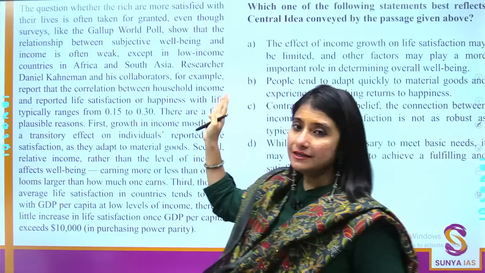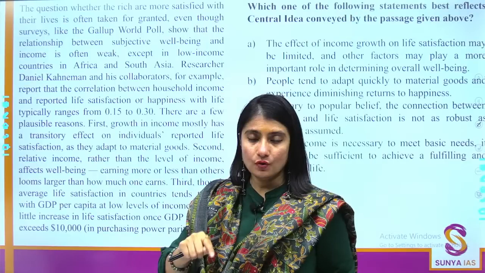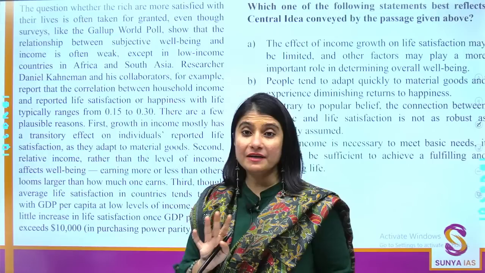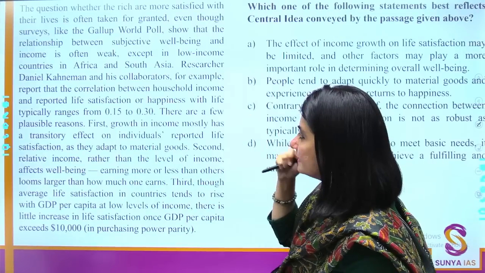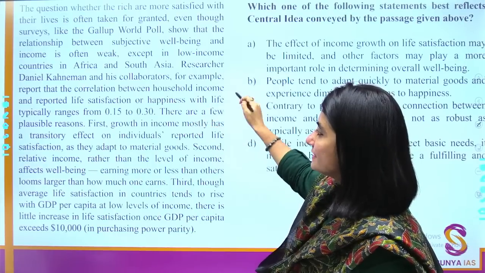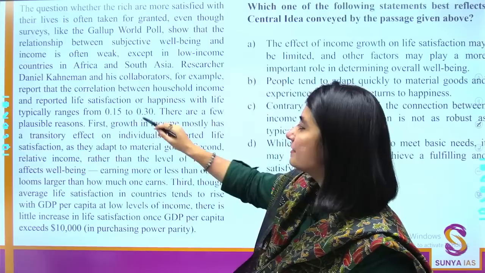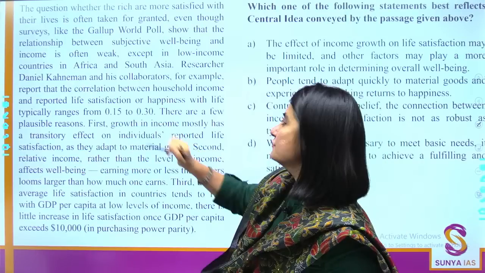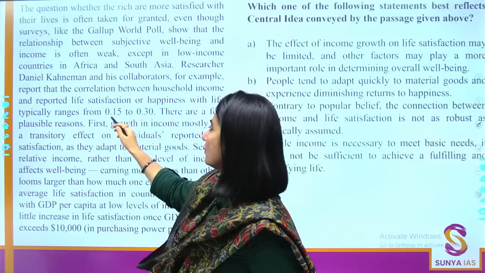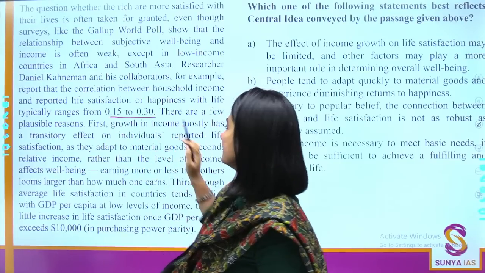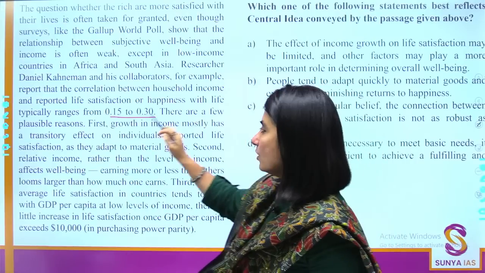Okay, so let us read it further. But it is also establishing that in weaker countries, they might be correlated. So let us go ahead. Researcher Daniel and his collaborators, for example, report that the correlation between household income and reported life satisfaction or happiness with life typically ranges from 0.15 to 0.30. There are a few possible reasons.